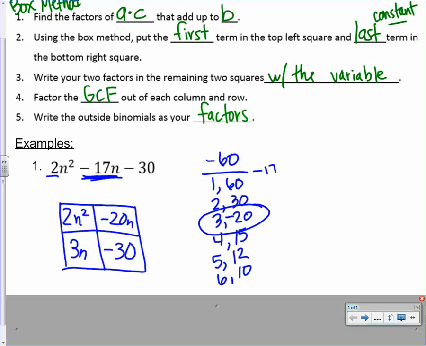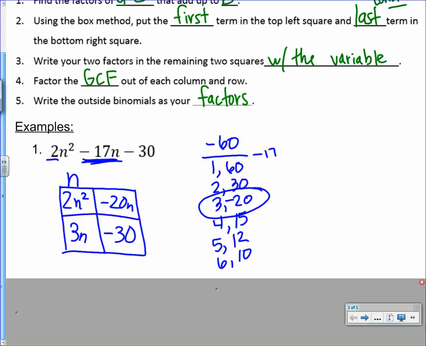Now we factor out the greatest common factor in each column and row. This column of 2n squared and 3n, what's the greatest common factor? An n, right? And then here, negative 20n and negative 30. If they're both negative, you always factor out a negative. So what's the greatest common factor of negative 20n and negative 30? Negative 10. Good.